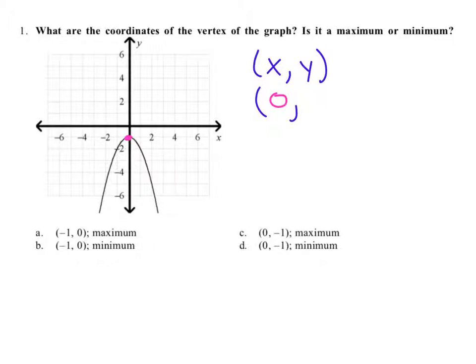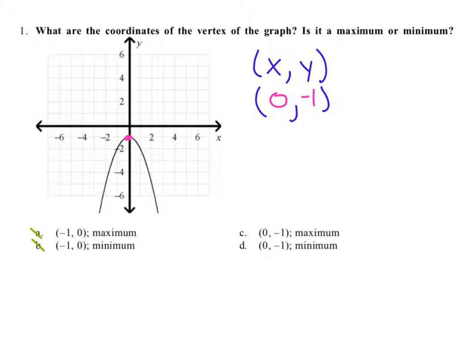And then what do we do for the second coordinate? Well, how far do we go down? We go down 1 unit. So we can't put 1, because we're going down. So it's got to be -1, because negative is going down. Okay. So first we can eliminate A and B because those don't fit our answer of 0, -1 where the vertex actually is.